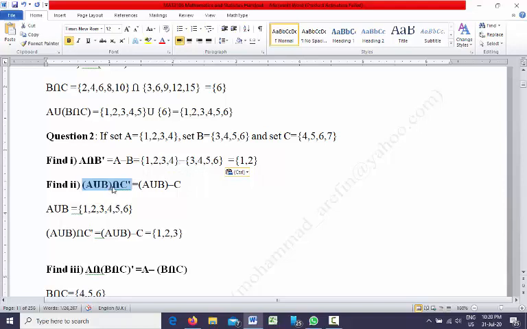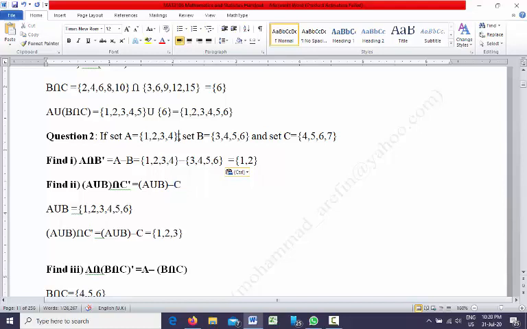So first of all we want to find out A union B, and from A union B we will remove C. C prime means we will remove C. We will remove C because intersection C prime means from A union B we will remove C. First of all we want to find out A union B.